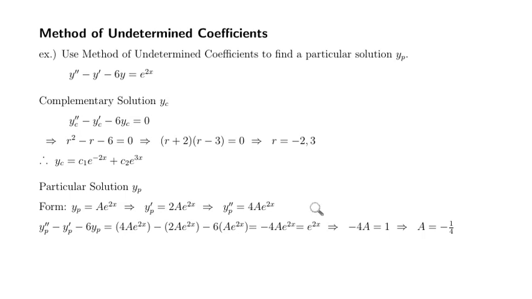All right, so we can just put this a value back into this form. We have the particular solution, which comes out to be y sub p equal to -e to the 2x over 4. Right? That's it.